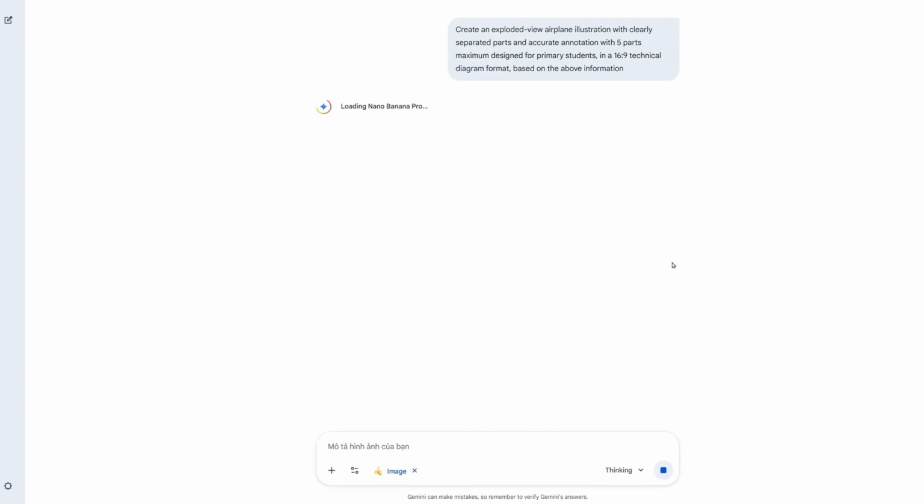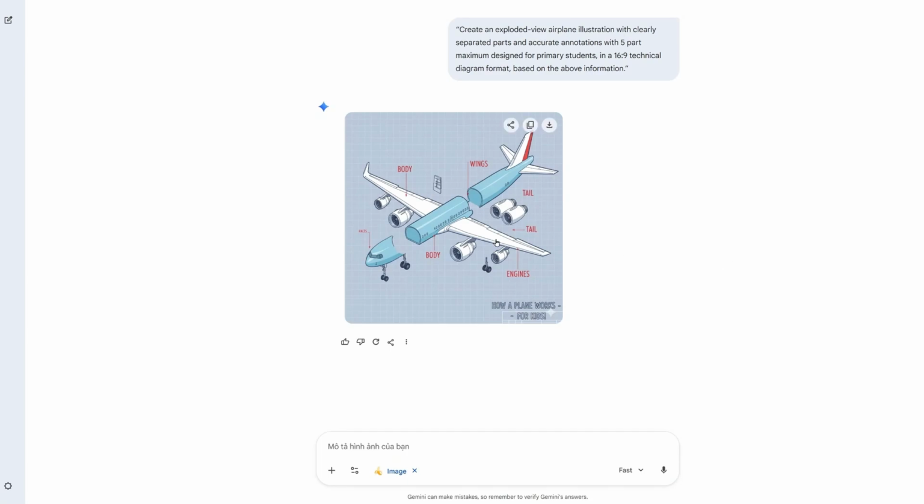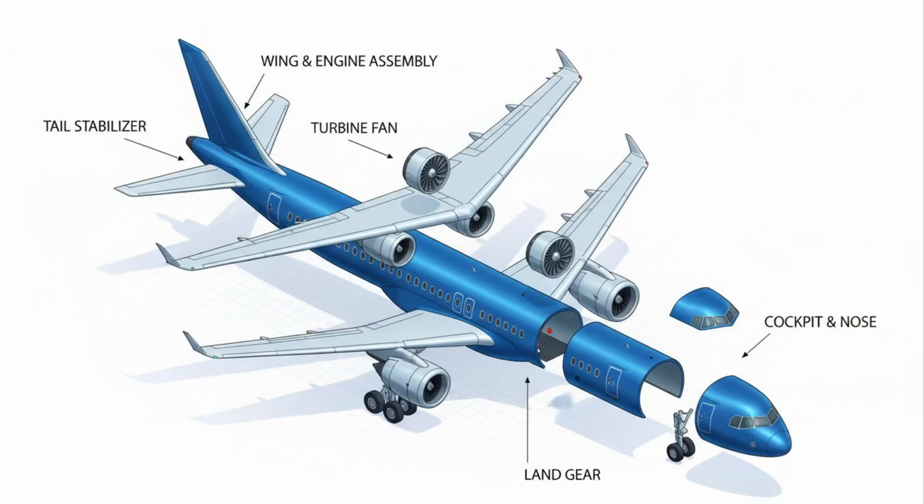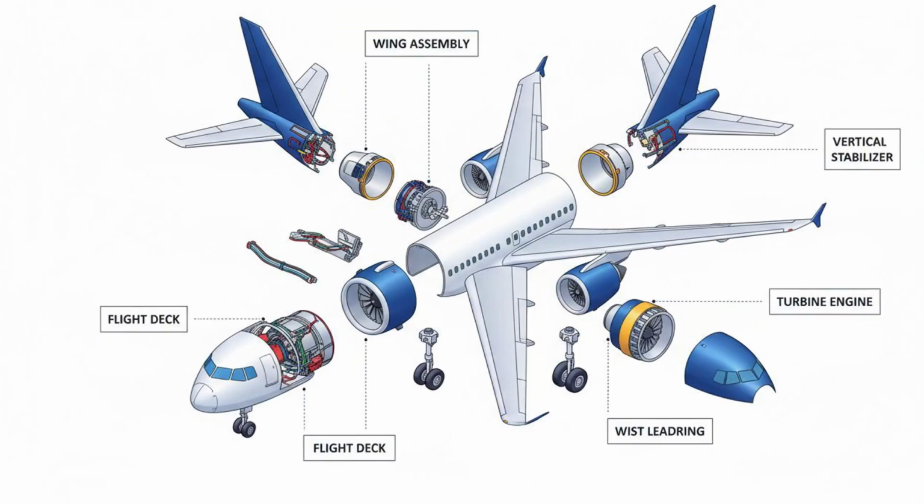Look at the results. The airplane component is cleanly separated and each part is labeled correctly. The layout looks like something straight out of a textbook. No missing label, no broken alignment, and no nonsense text.